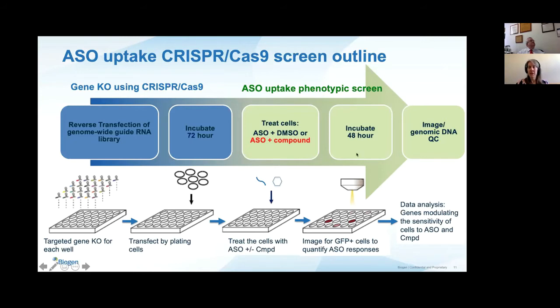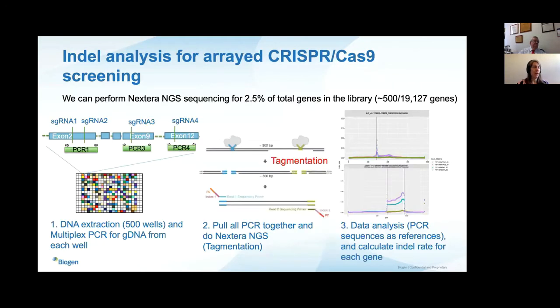48 hours later, we read for our GFP signal, and that's how we're going to determine which guides are having the most effect. But we also are able to do a genomic DNA QC, which is something that we had to develop in the lab because we didn't want to just rely on a few genes to say that our system was working. We wanted to be able to look across our library. And this was something that wasn't really out there in the literature at the time.